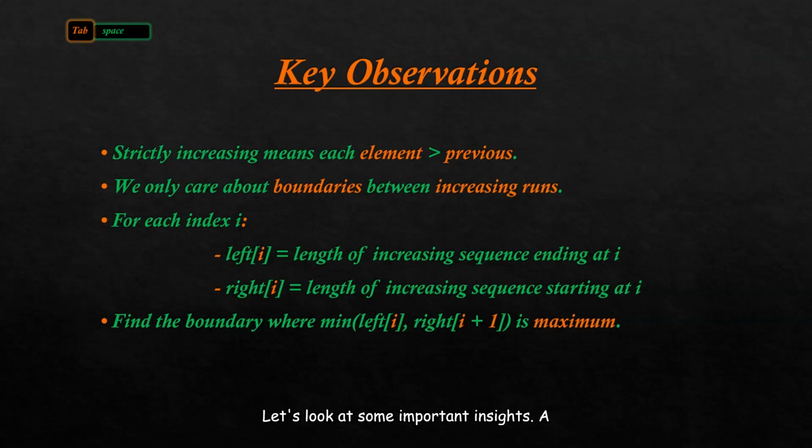Let's look at some important insights. A strictly increasing subarray means that each element is greater than the one before it. To detect adjacent increasing subarrays, we focus on the boundary where one increasing run ends and another begins. For each position i, we can record left[i], the length of the increasing sequence ending at index i, and right[i], the length of the increasing sequence starting at index i. At the junction between them, the possible k is the minimum of these two lengths.